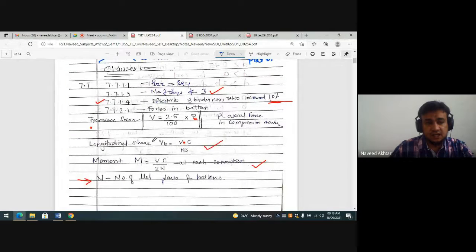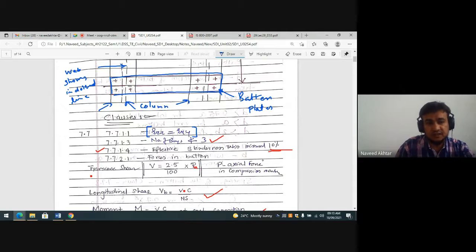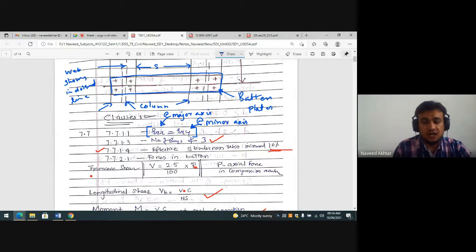The clause at 7.1.1 says that r_zz must be equal to r_yy. The spacing between these two plates is such that the radius of gyration about the major axis and the radius of gyration about the minor axis should be almost equal, and we have to design accordingly.